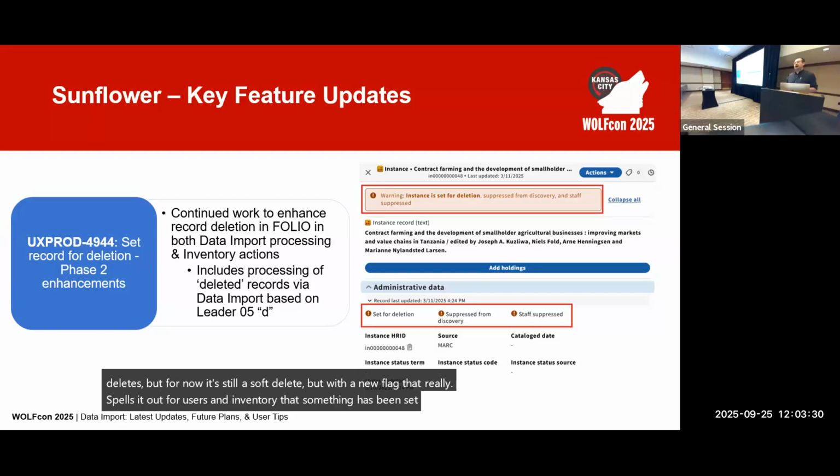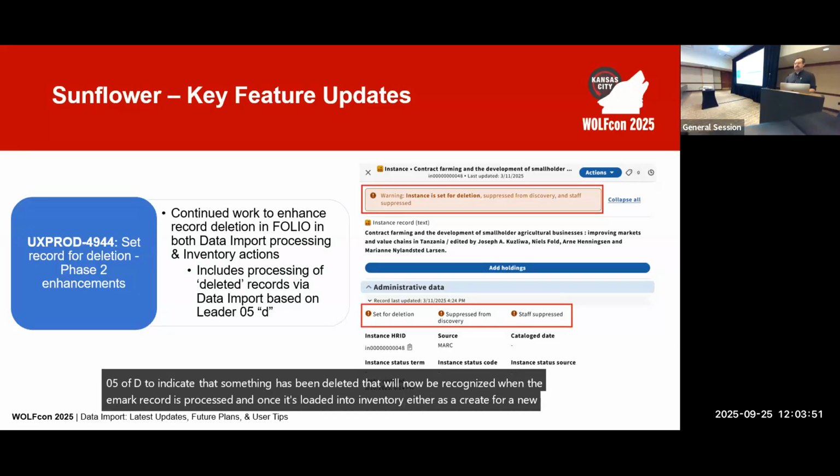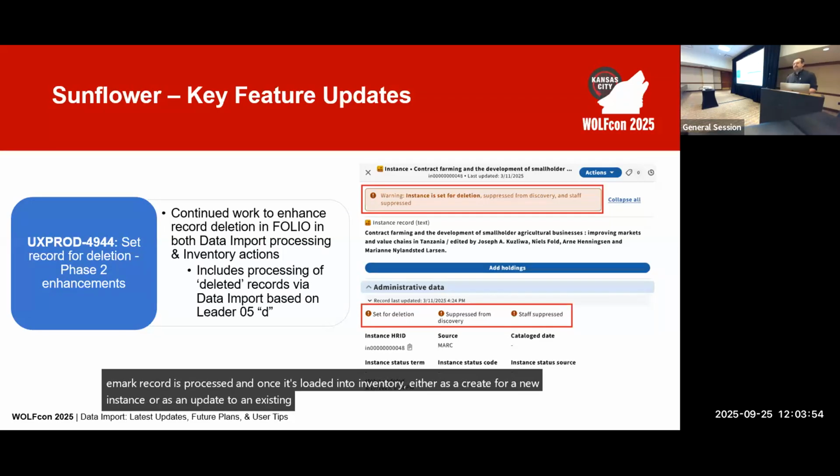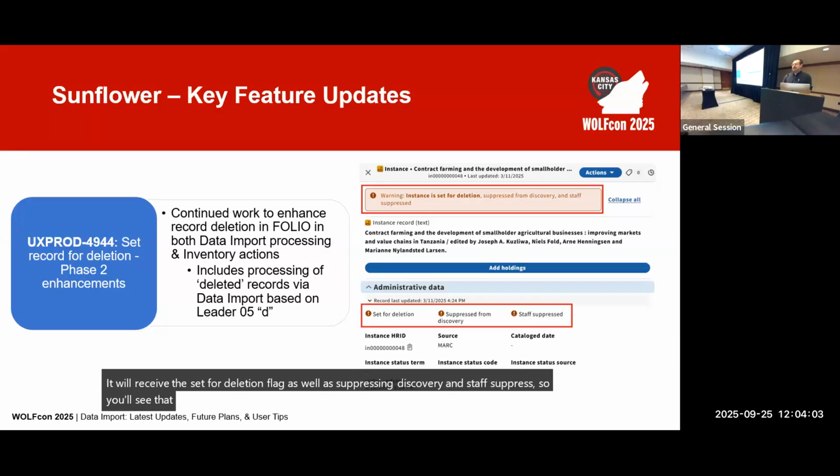In relation to that inventory work, we also updated data import to support processing MARC records with a leader 05 of D to indicate that something has been deleted. That will now be recognized when the MARC record is processed. And once it's loaded into inventory, either as a create for a new instance or as an update to an existing instance, if the leader 05 is D, it will receive the set for deletion flag, as well as suppress from discovery and staff suppress. So you'll see that as of Sunflower release.